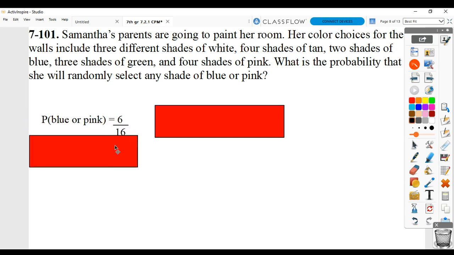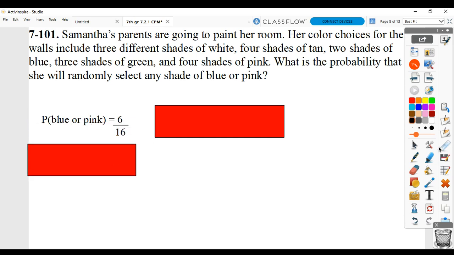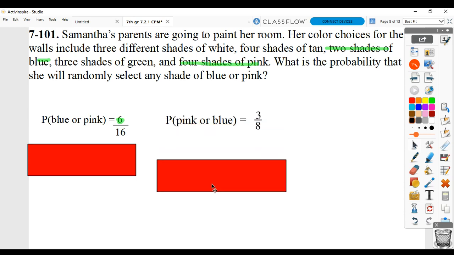Well, what we can see is that there are 6 types of blue or pink: the 2 shades of blue and the 4 shades of pink, so that's 6, out of, if you add up all of the shades, 16 altogether. So 6/16, but we would simplify that to 3/8.